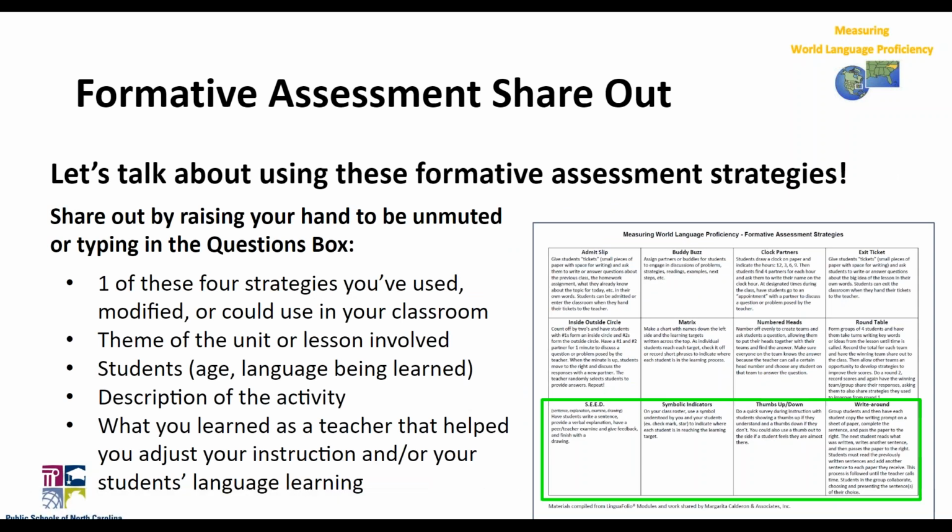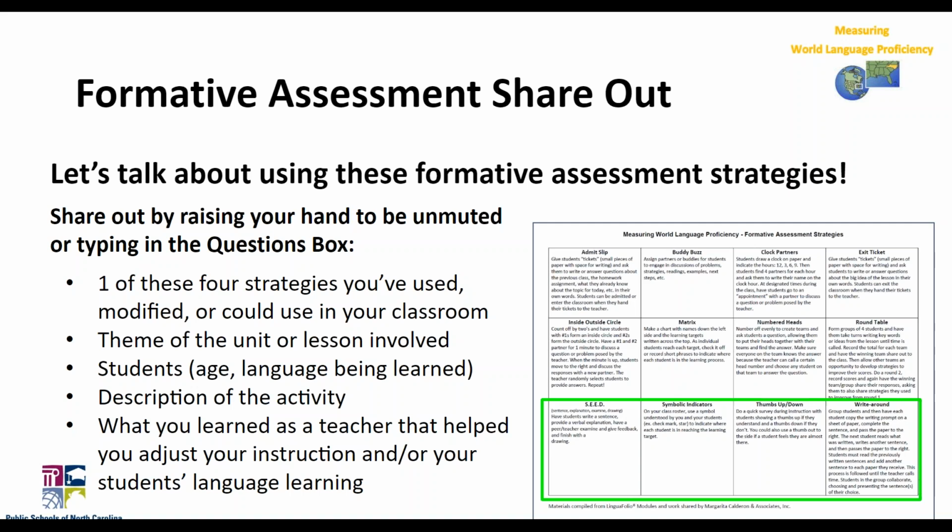All right. We do have one more person who talked about inside-outside circle from the time before, and she says she's used that to have students ask names and how to spell the name in the target language after saying the name, and she uses that with her 5th and 6th graders who are taking Spanish.